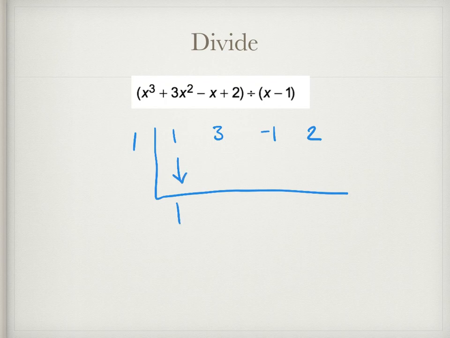Drop down the 1, and then 1 times 1, which is 1. What's next? 4. 3 plus 1 is 4. What's next? 4 times 1, which is 4. What's -1 plus 4? 3. 1 times 3 is 3. And then what's 2 plus 3?